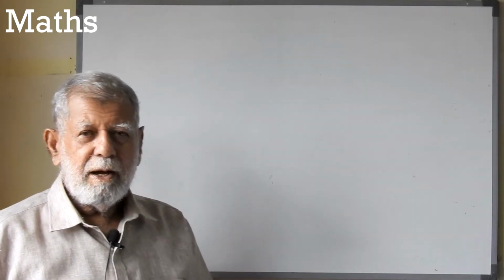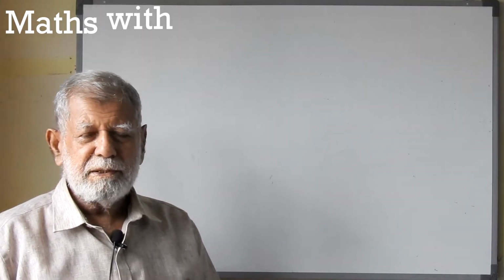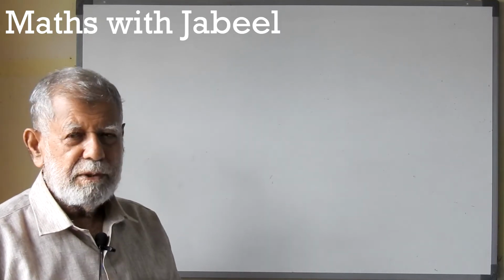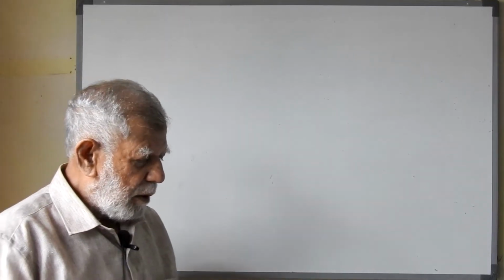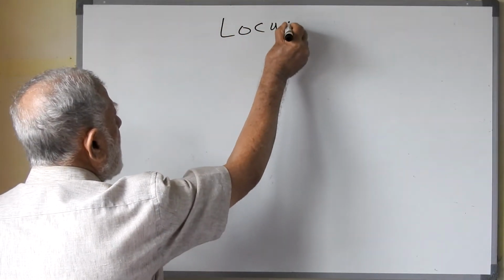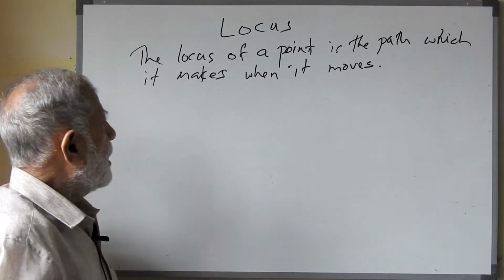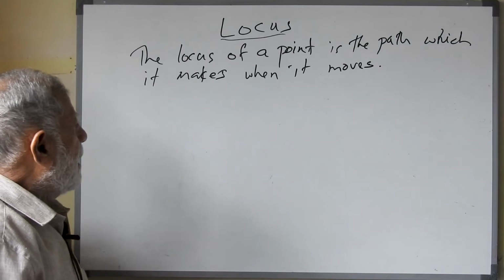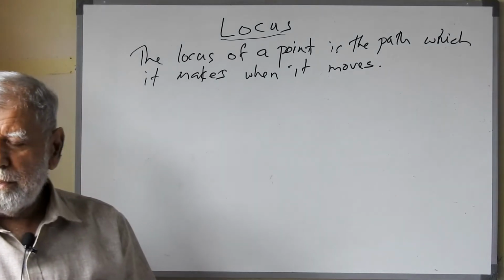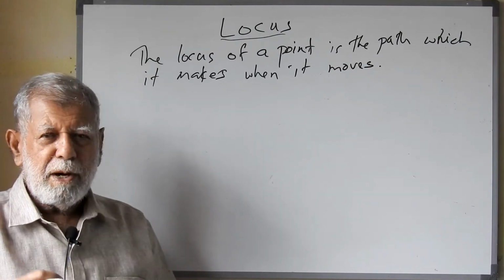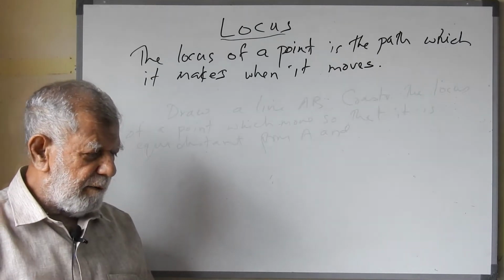Hi children, we have finished doing constructions and we have to go on to another section which is a little close to constructions called locus. What is locus? Locus means the locus of a point is the path which it makes when it moves. Now a point is moving, it's a moving point. We have to know what the path is. That path is called the locus. We'll take a few examples.